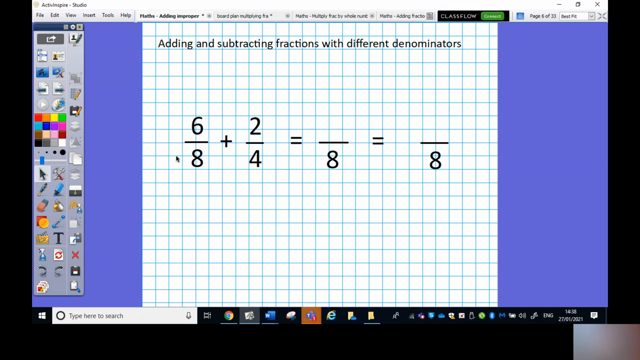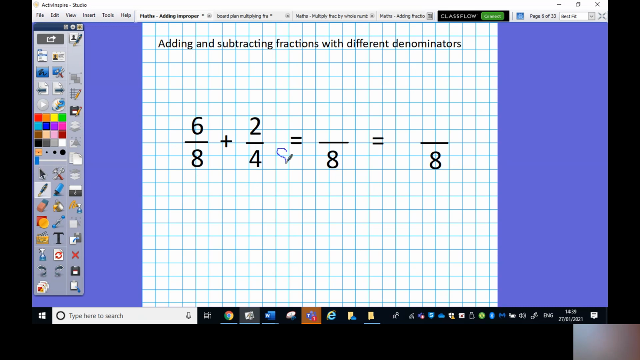Adding and subtracting fractions with different denominators. So here we have 6/8 plus 2 quarters. Do they have the same denominator? No. So now we need to find the same denominators. What multiple can be divided by both 8 and 4 equally without any remainders? Yeah, the lowest common denominator.